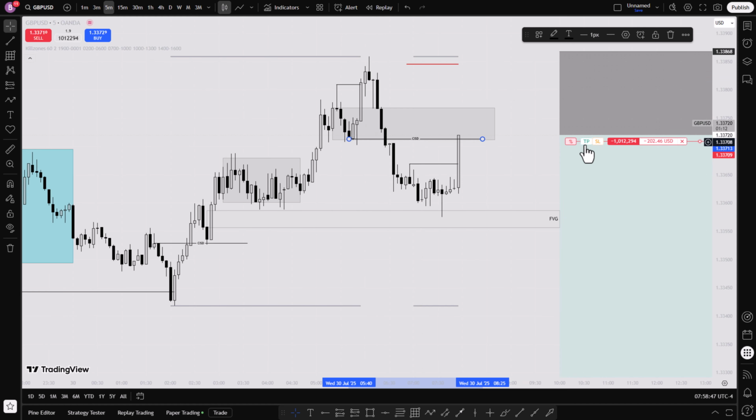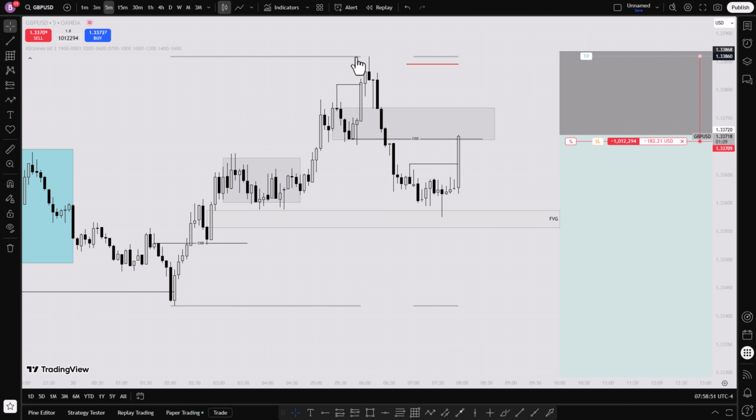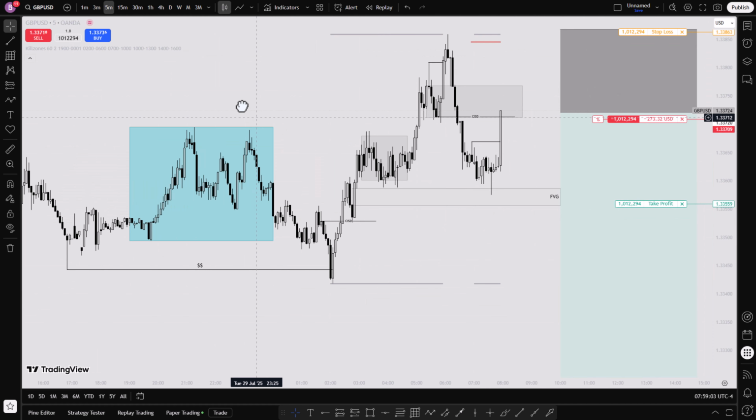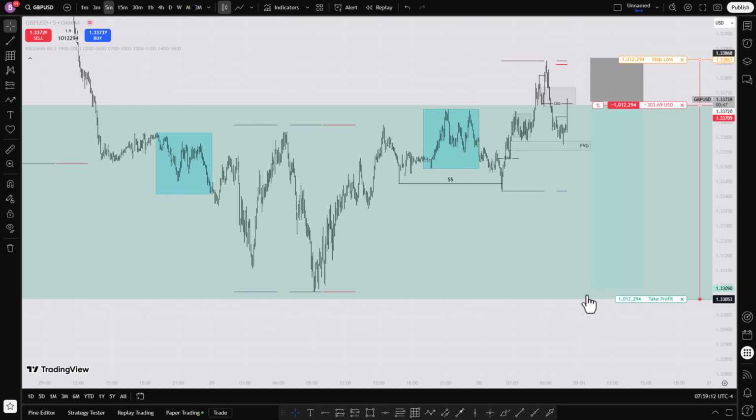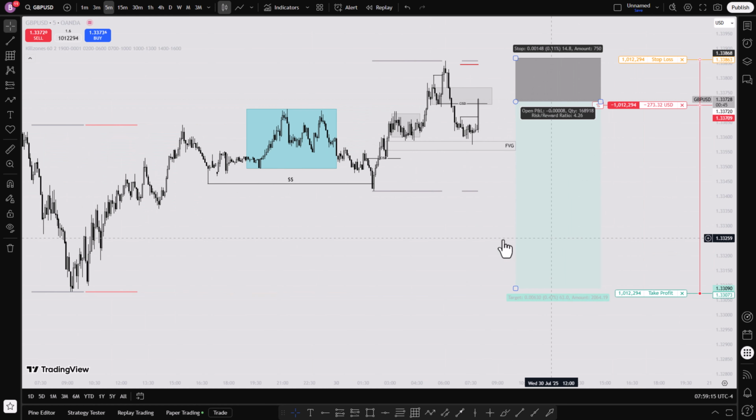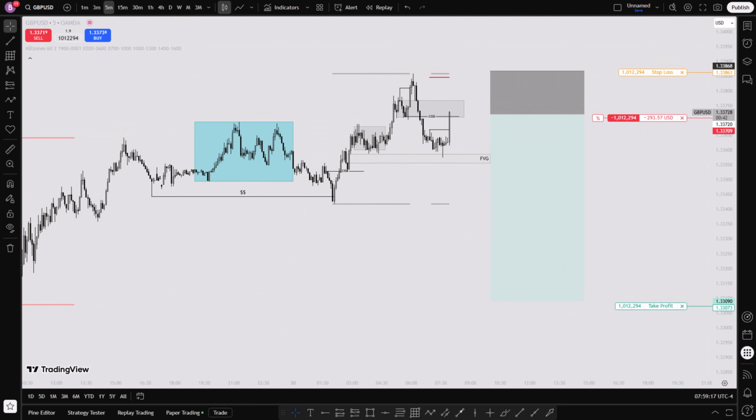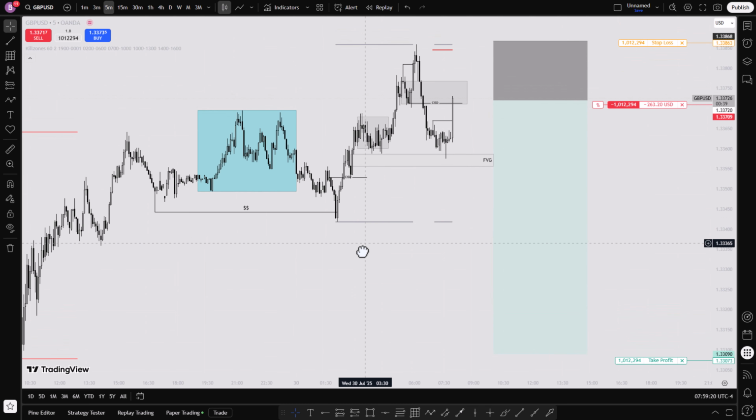So I've placed my trade and I'll put my stop loss above this high. Then my TP will be below this low here. So this is what I have. So let's watch and see how price is gonna go to our TP.